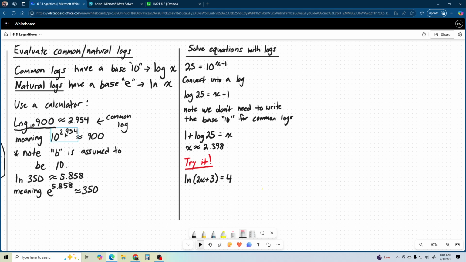10 to the third would be 1,000, right? Do you see this makes sense? 10 squared would be 100. I guess I'm just going to explain this. Don't worry about pausing the video. 10 squared would be 100, right? Do you see how 900 is much closer to 1,000 than it is to 100? Well, this number is much closer to 3 than it is to 2, right? So you can see that we're literally evaluating, we're figuring out what the exponent is, okay? That's the whole point of what we're doing here.